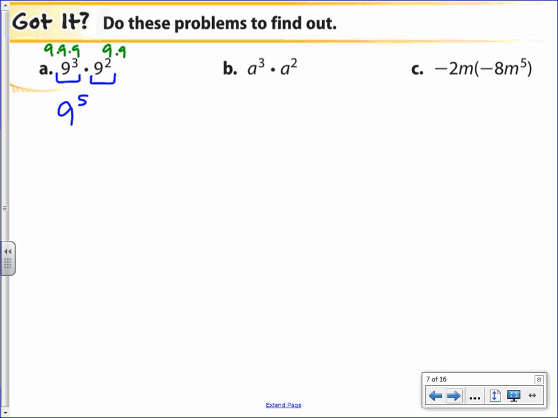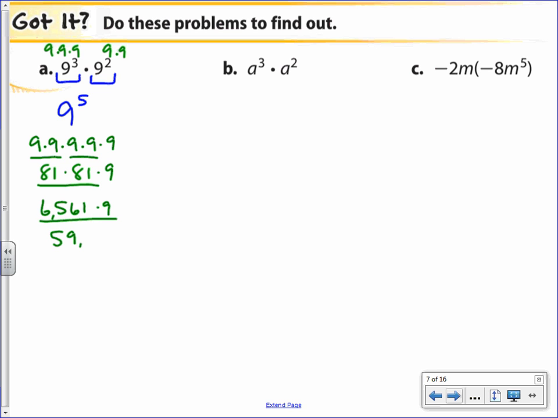All right, so how many 9s is that? That would be 5. If they want me to evaluate, I would continue and do my 9 times 9 times 9 times 9 times 9. No calculator yet. Now I would use my calculator. 81 times 81 is 6,561. 6,561 times 9 is 59,049. Exponential form, evaluated form.